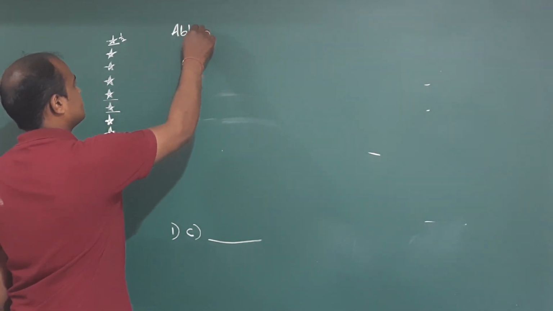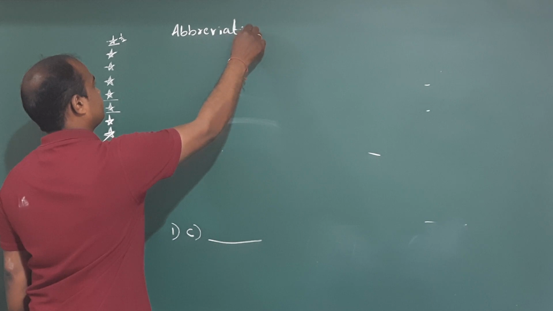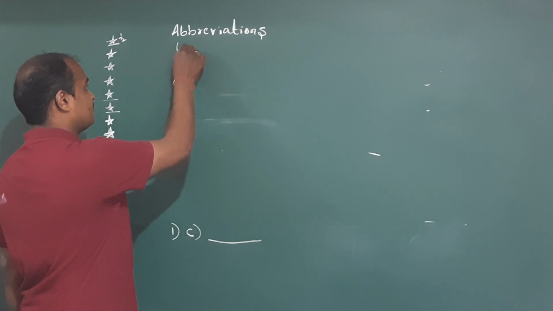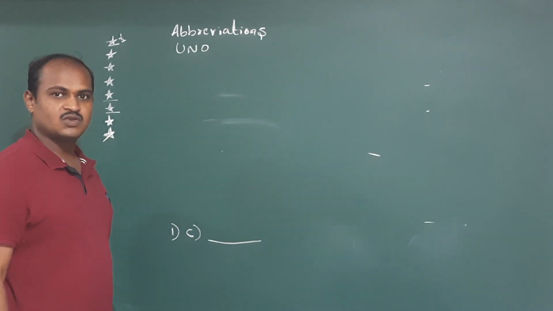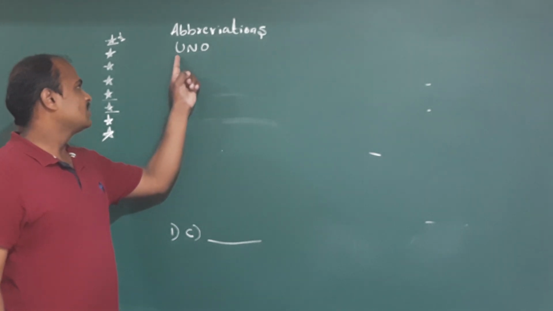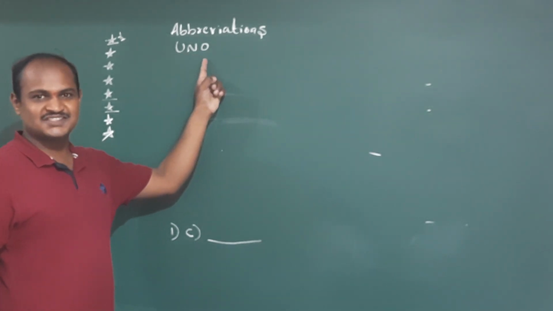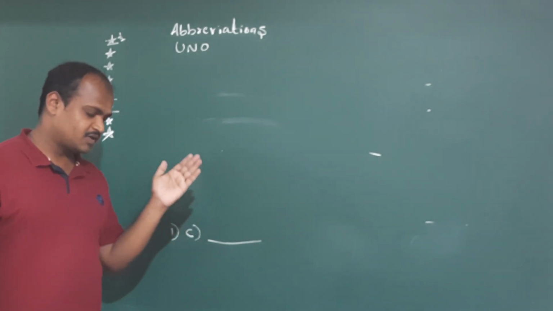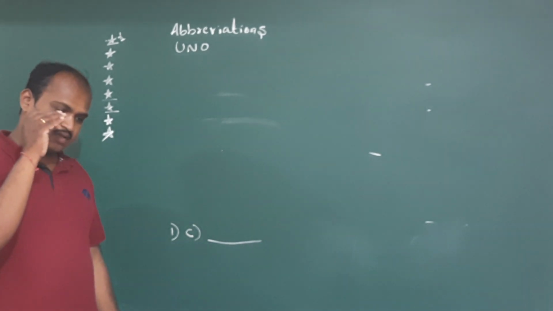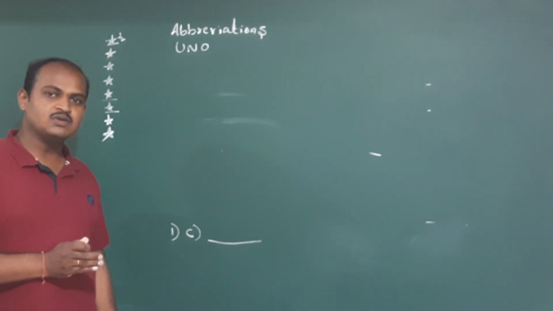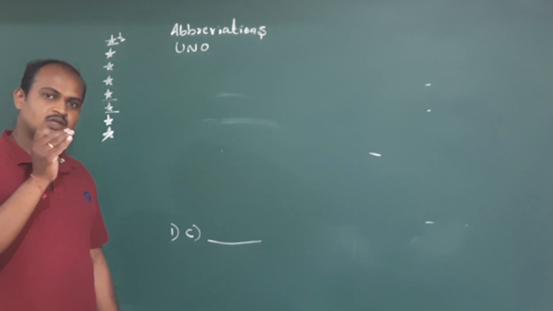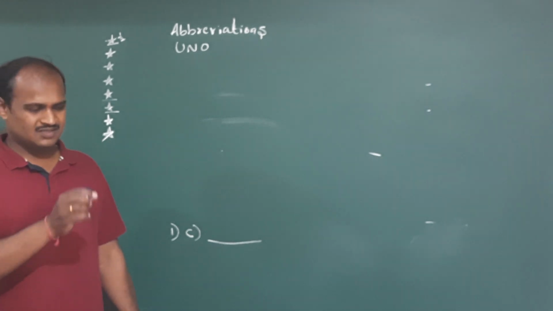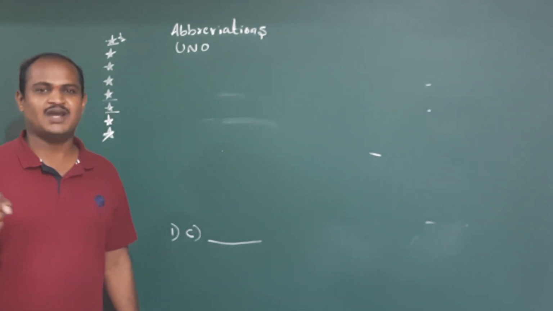Abbreviations. So what is an abbreviation? For example, UN is there, which all of you know: United Nations Organization. Like that, in the textbook, part 1 and part 2, after completion of each chapter in your school, you collect the abbreviations from each chapter. Just read the chapter, collect the abbreviations from it and write them in one book.